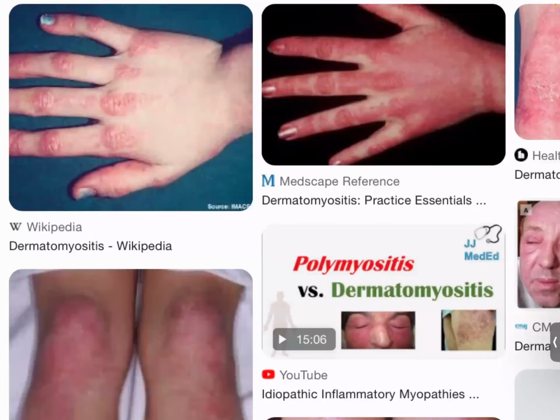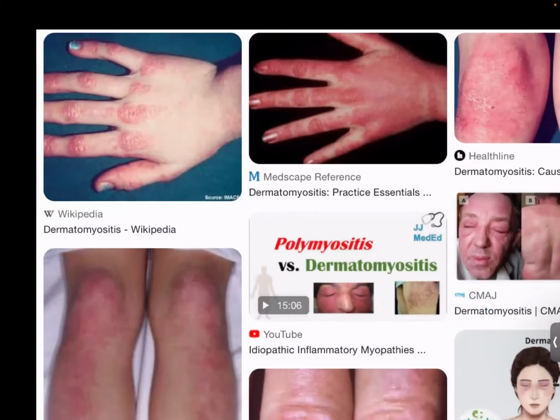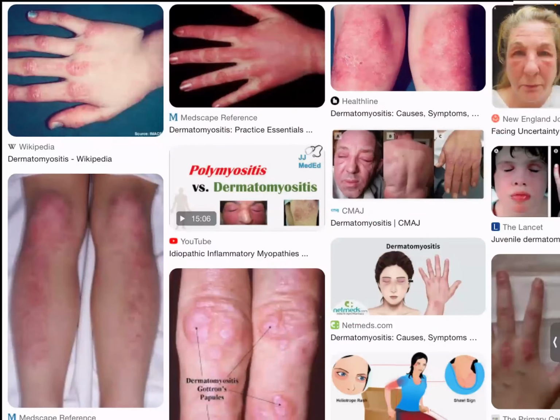I am showing these pictures because these are the cases for the exam. What are the cases for the exam? Psoriasis with psoriatic arthritis, rheumatoid arthritis, systemic lupus erythematosus, dermatomyositis, ankylosing spondylitis. These are the rheumatological cases for the exam. Dermatomyositis.